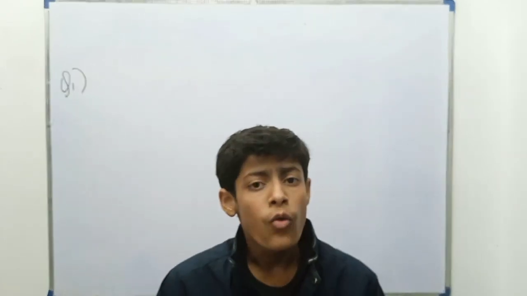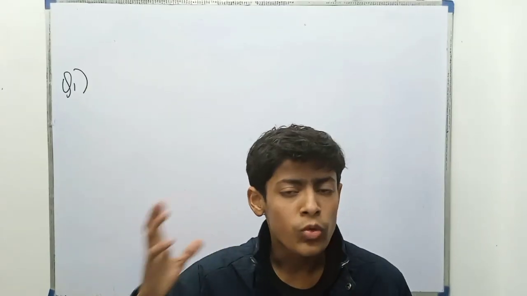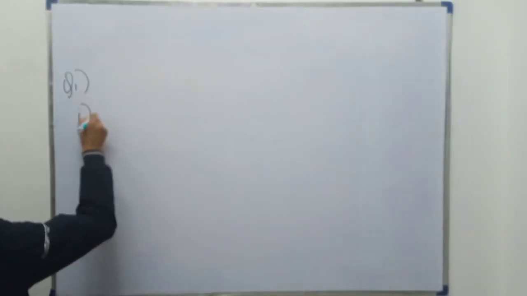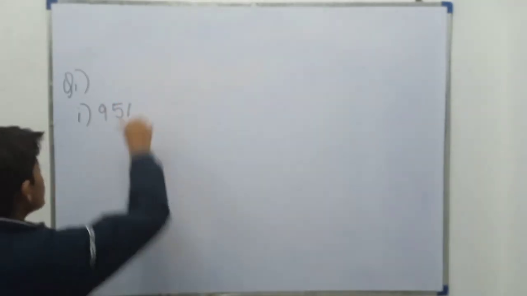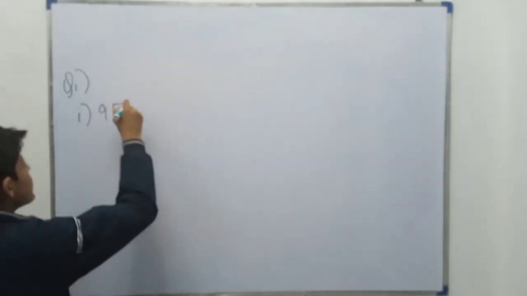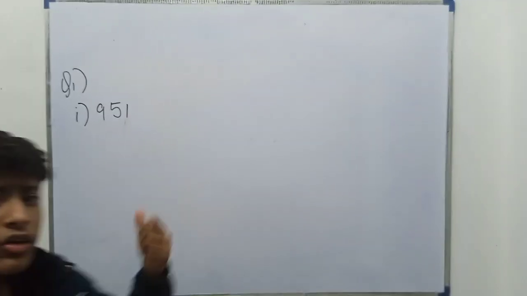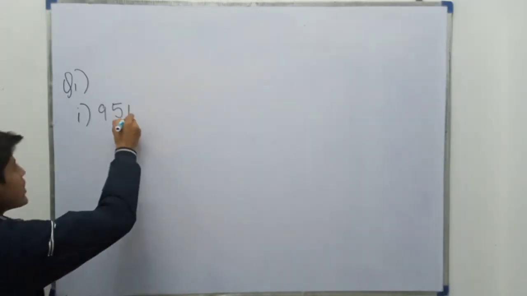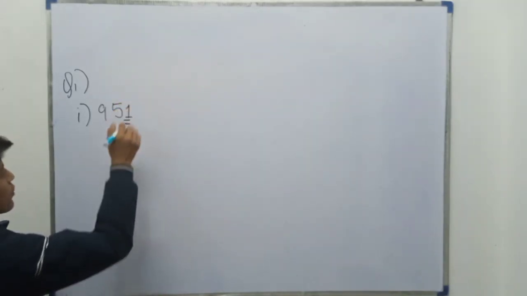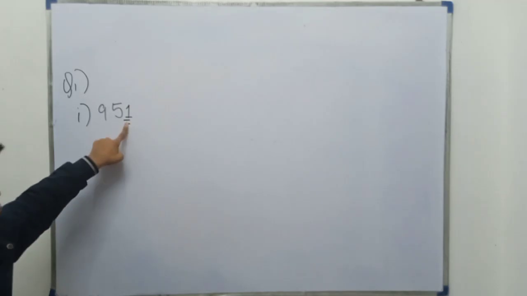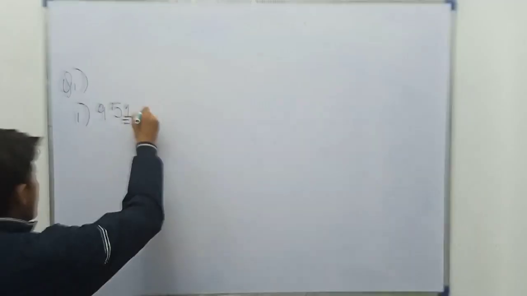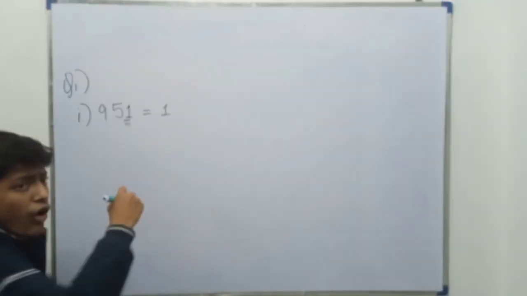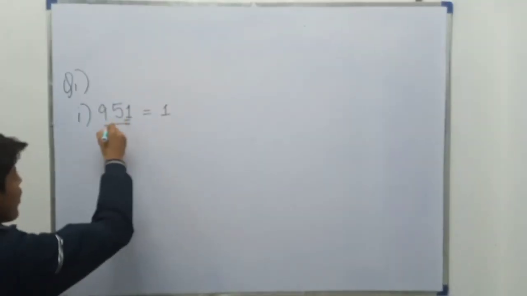Our question is, what will be the unit digit of the square of a number? Our first number is 951. What is the unit digit of its square? We don't need to take out the whole square. We will see the unit digit of this number, which is 1. In the last video, I discussed the squares of numbers 1 to 20, so you can check. The square of 1 is 1, as we all know. So the unit digit of the square of this number will be 1.